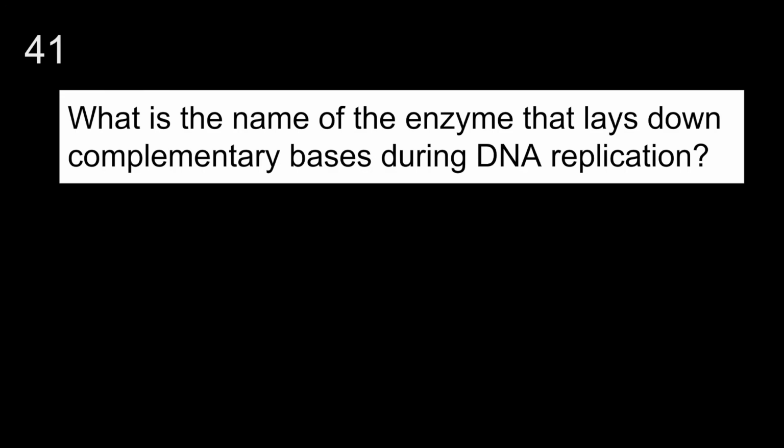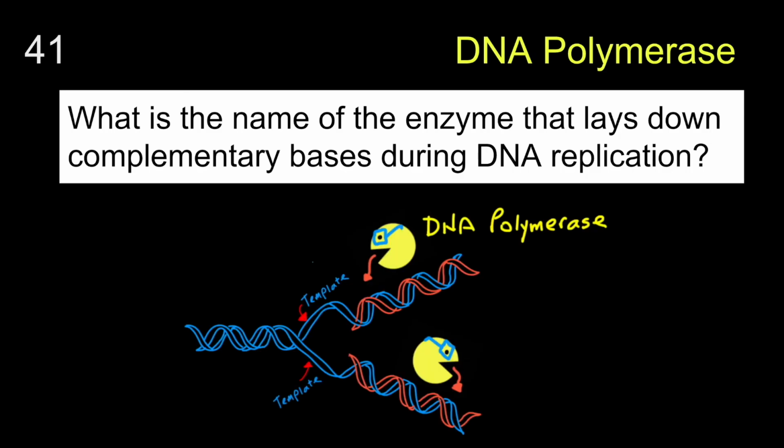Question 40. What kind of molecule is DNA polymerase? Well, DNA polymerase ends in ase, and anything that ends in ase is an enzyme. Question 41. What is the name of the enzyme that lays down complementary base pairs during DNA replication? Well, that's those little Pac-Man guys. That's DNA polymerase.